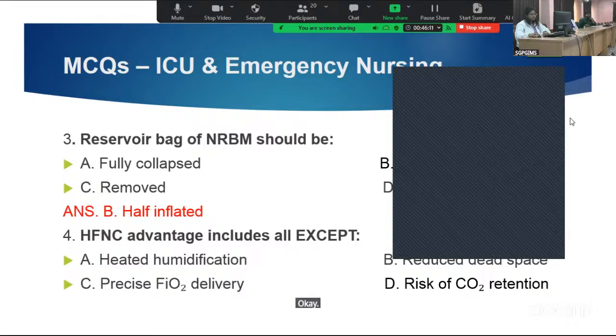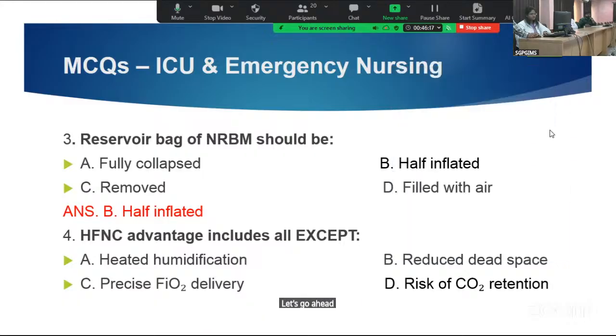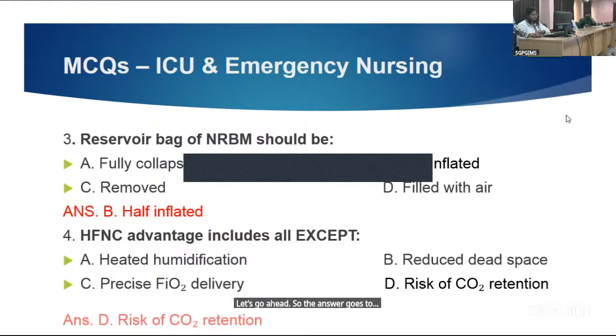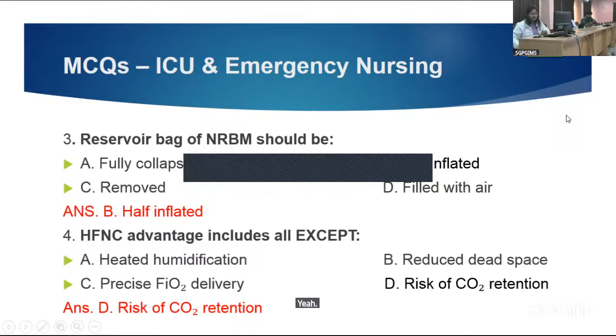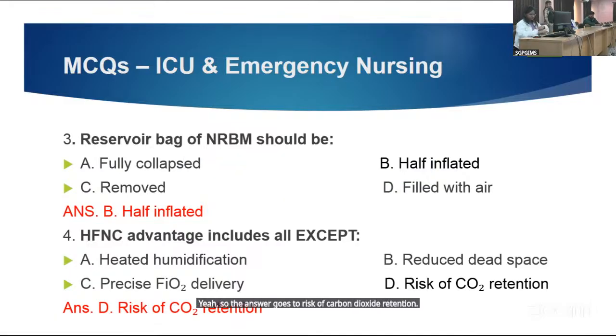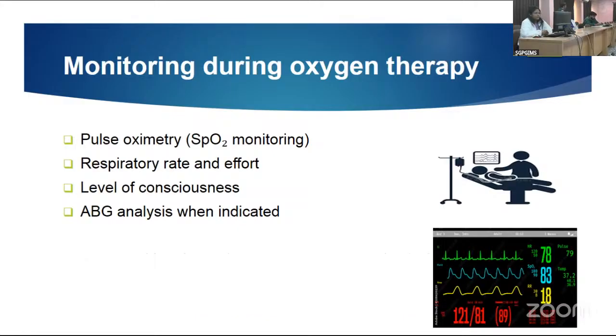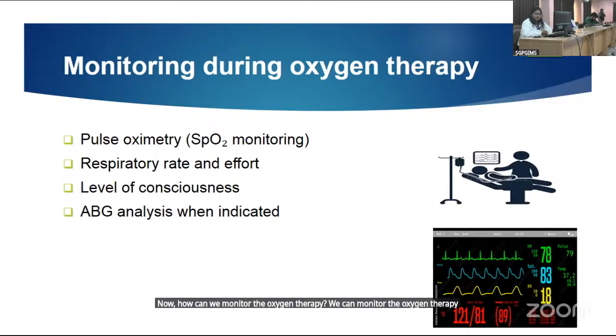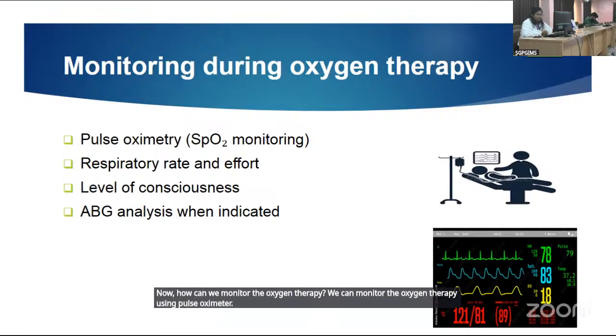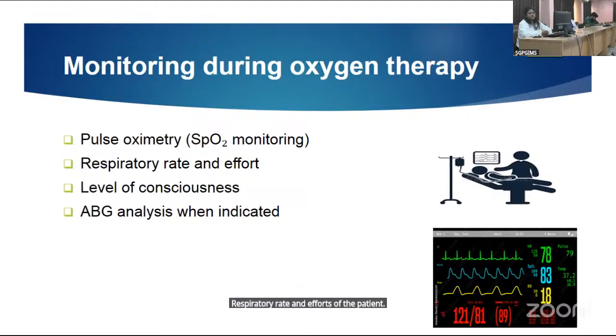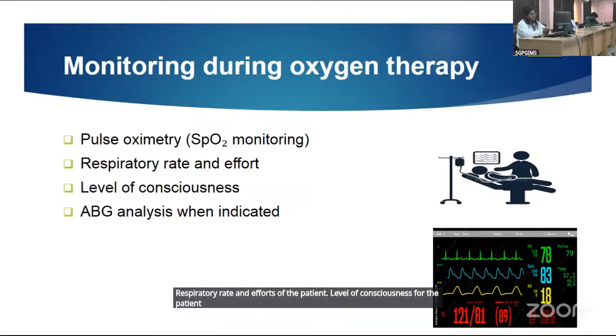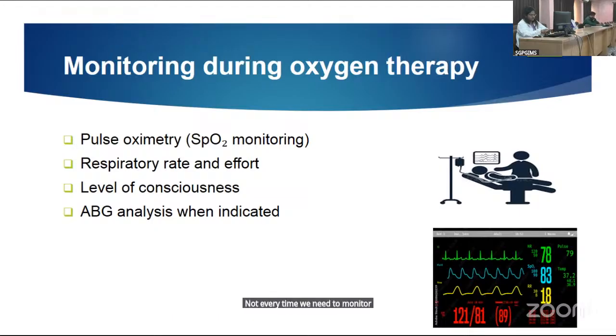Okay, the answer goes to risk of carbon dioxide retention. Now, how can we monitor the oxygen therapy? We can monitor the oxygen therapy using pulse oximeter, respiratory rate and efforts of the patient, level of consciousness of the patient, and ABG analysis when indicated, only when indicated. Not every time we need to monitor through this.